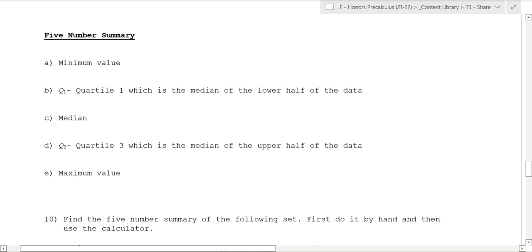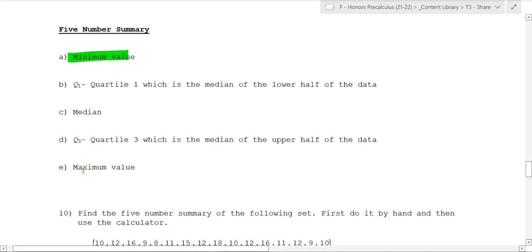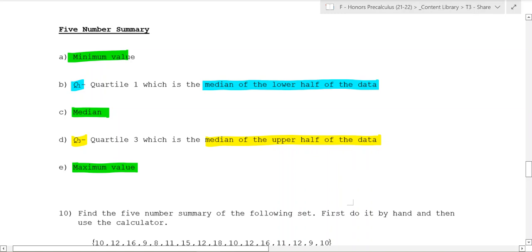So there's 5 numbers here. There's going to be the minimum value, there's going to be the maximum value, and there's going to be the median, which we can find directly. Q1, which is quartile 1, is the median of the lower half of the data, and Q3, quartile 3, is the median of the upper half of the data.